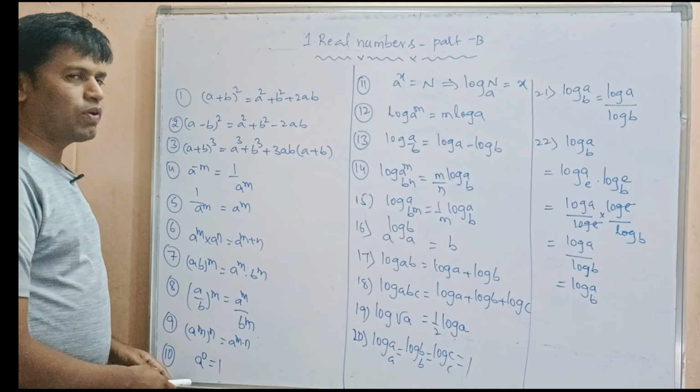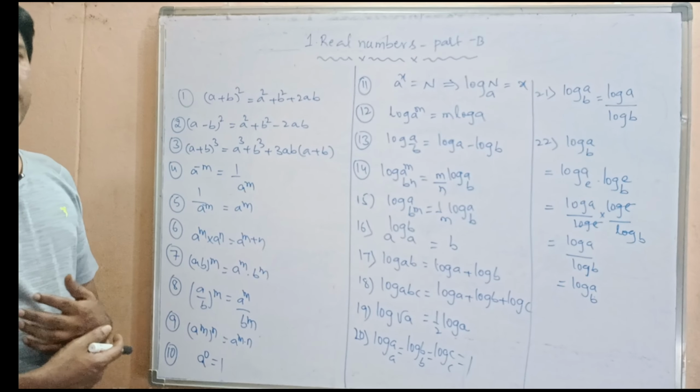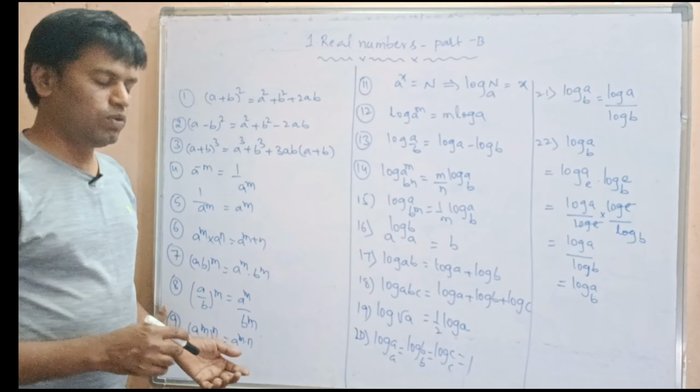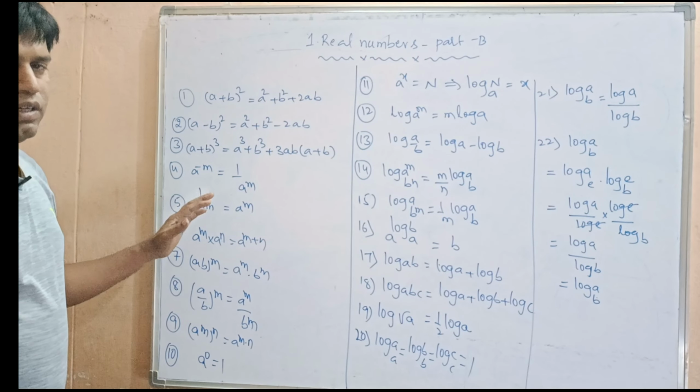Next, a power of 0 is equal to 1. Here it means any number to the power 0 is always equal to 1. These are the algebraic formulas.